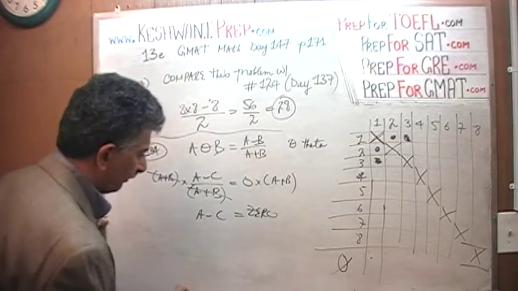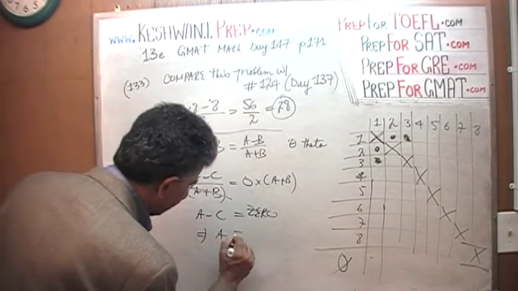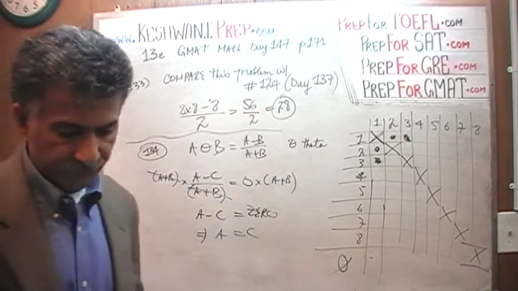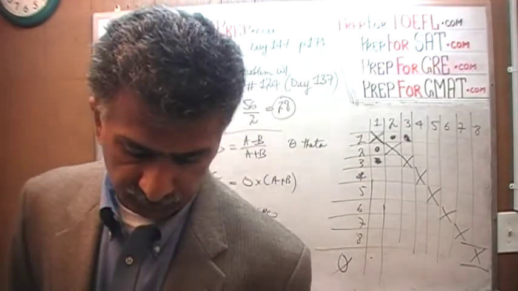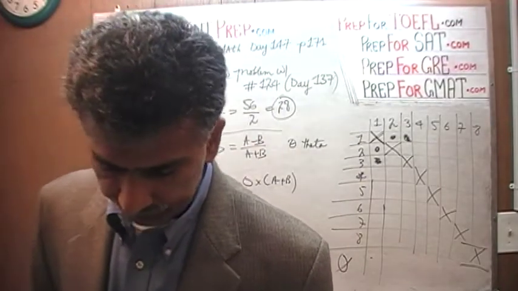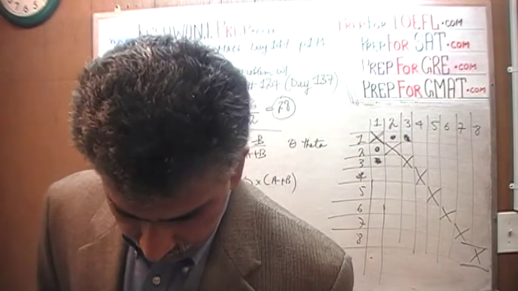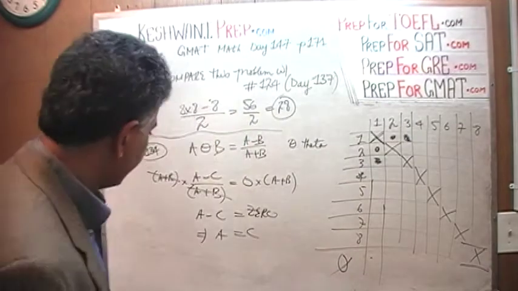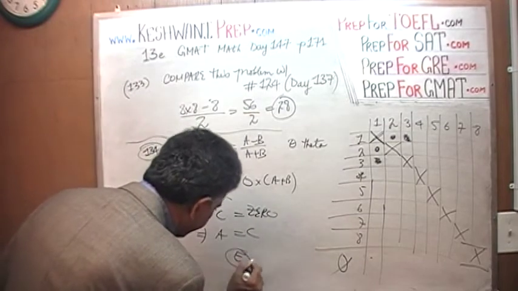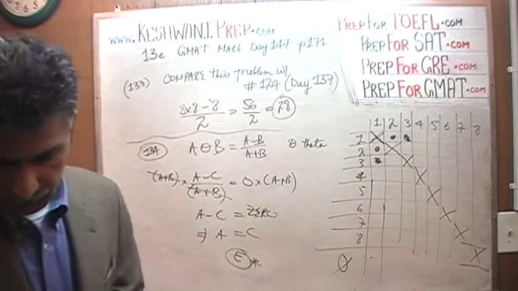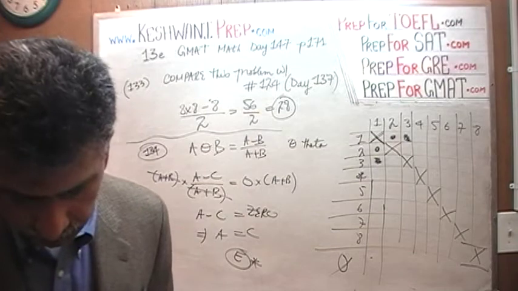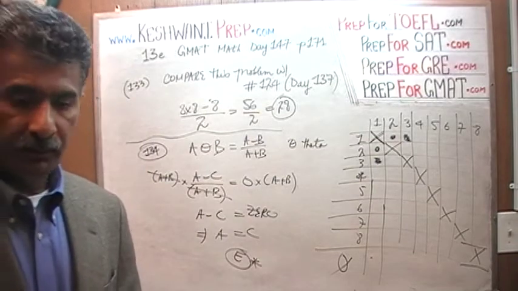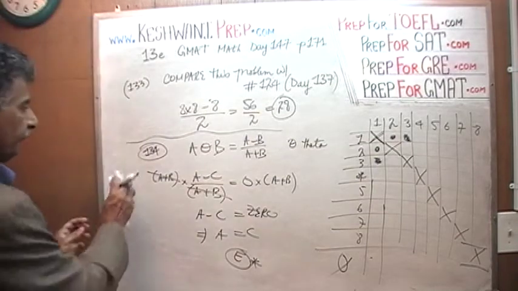So if A minus C is equal to 0, that implies that A must equal C, or C equals A. The question was, what is C equal to? The answer is C equals A. The answer is letter E. And that was problem number 134. Let's do one more, shall we? Let's do the next one, 135.